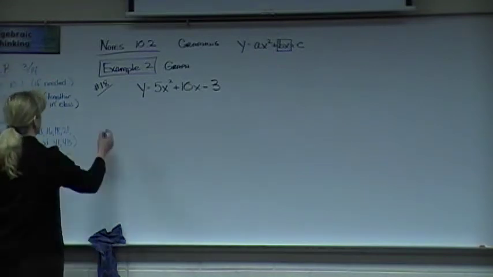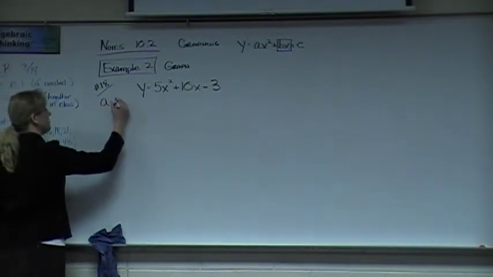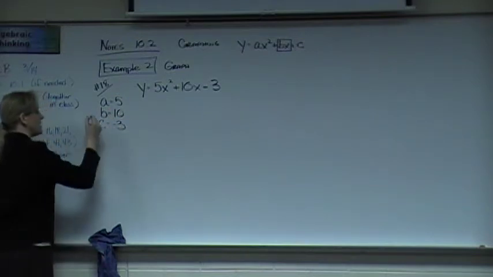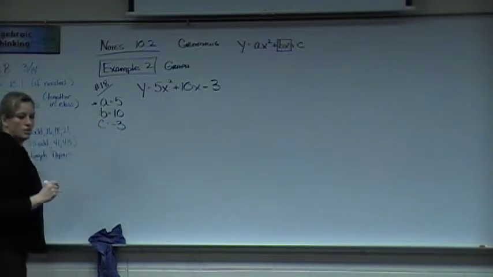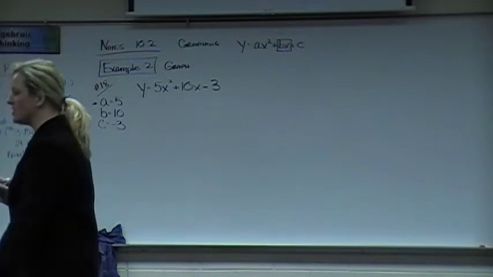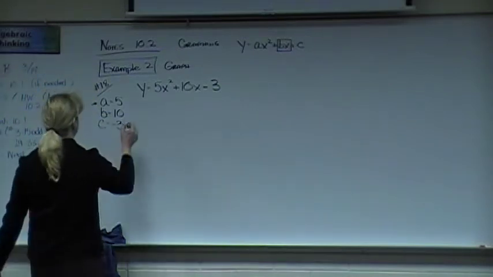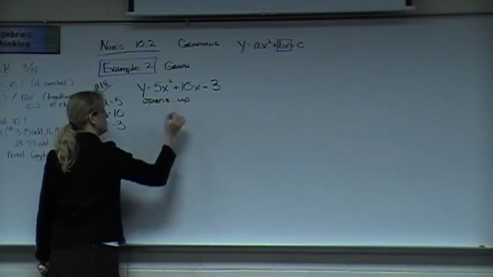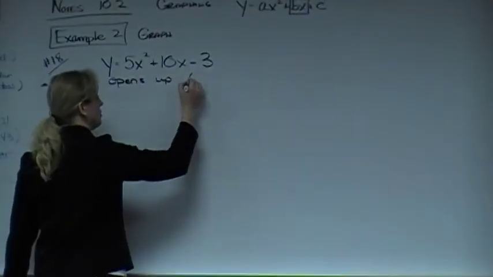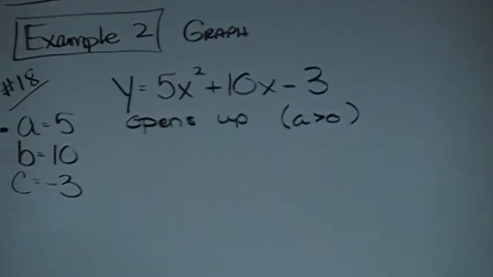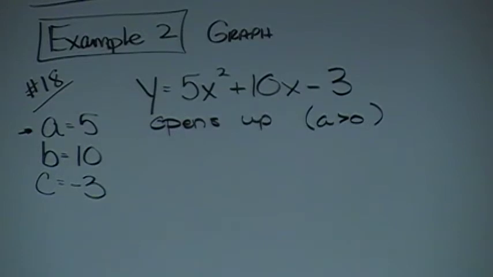What's my A? 5. Positive 5. What's my B? Positive 10. What's my C? Negative 3, right. Tell me right now, here's the key. Is my parabola going to be opening up or down? Up, right, because what's A? Positive, good. Okay, so our parabola opens up, because A is greater than 0, so that means it's positive, okay? All right, so we know our parabola is opening up.